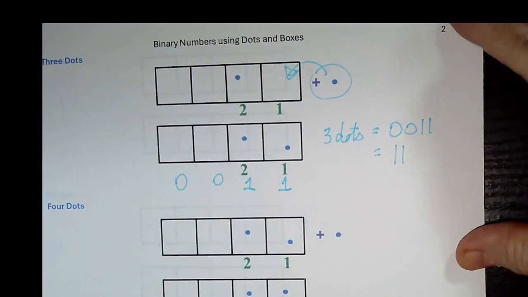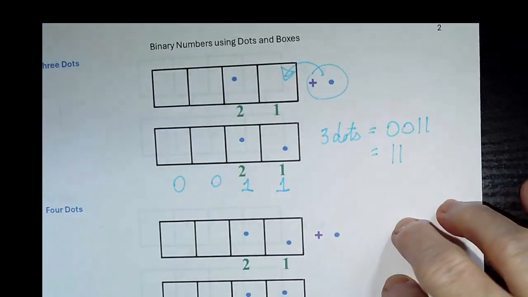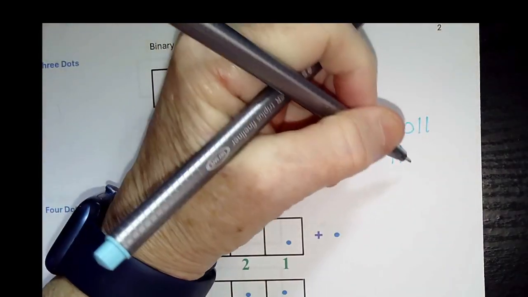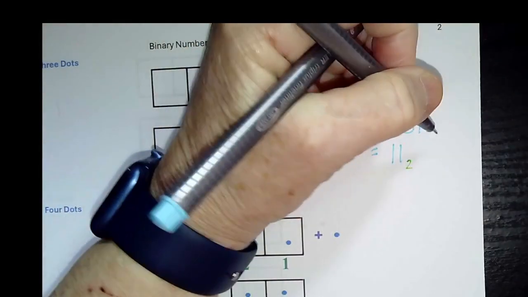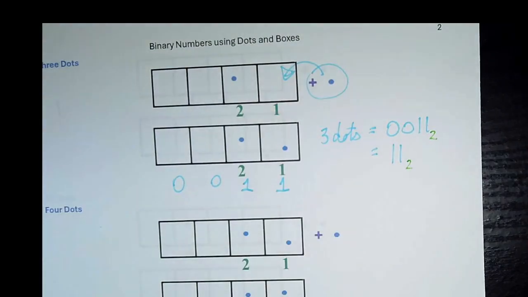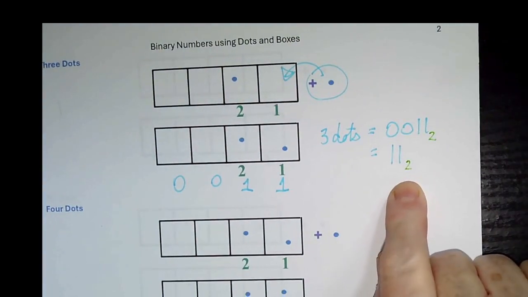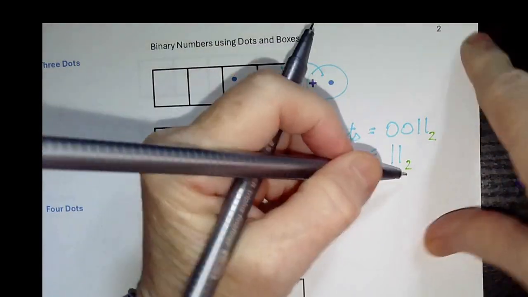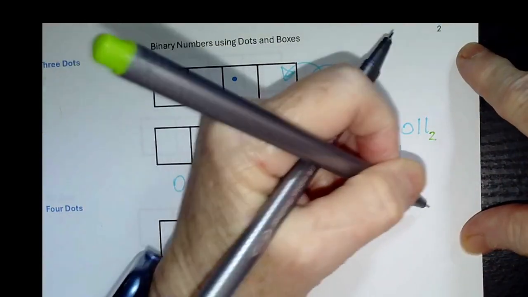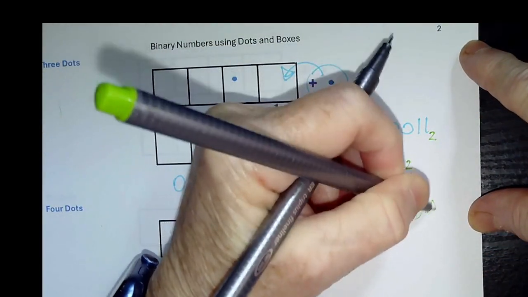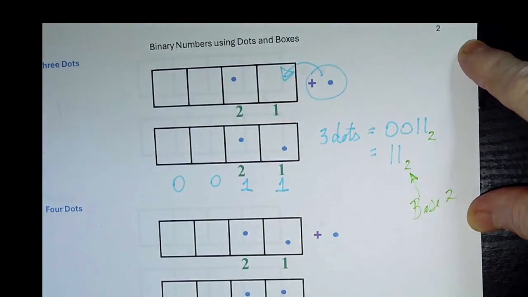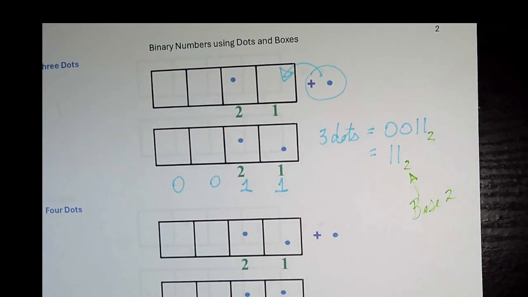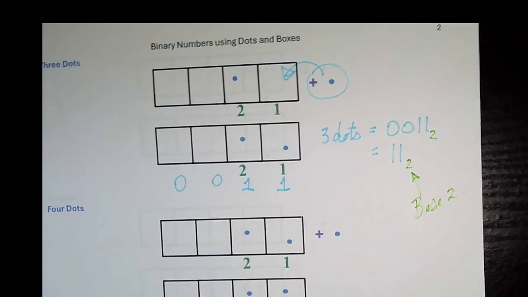And what we're going to start to do is put a base. So I'm going to put a little 2 below the level of the number to indicate base 2. Or, in other words, the 1 to 2 rule. All right.